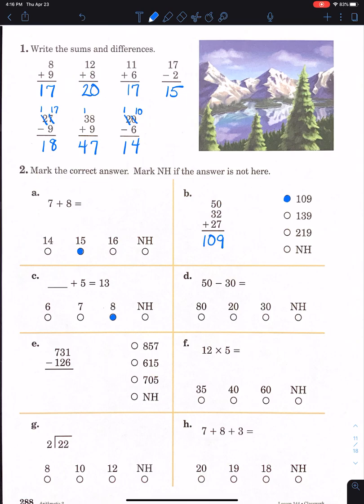D, 50 minus 30. For this, you can just know that 0 minus 0 is 0. And what's 5 minus 3? 2. So the answer is 20. If you write it down, you can see 0 minus 0 is 0. 5 minus 3 is 2. The answer is 20, and it is here, so we can fill in the circle for 20.